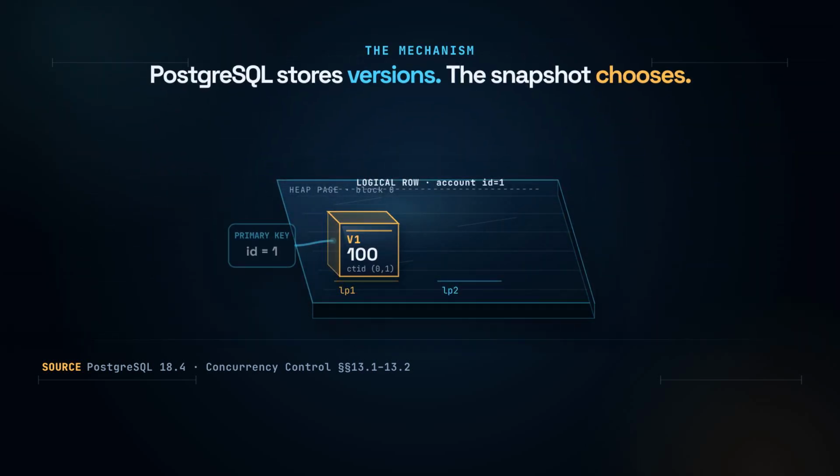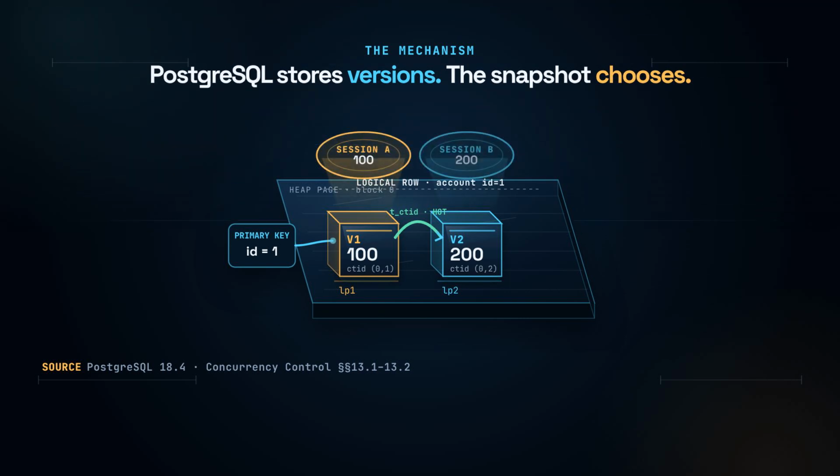Session A is looking through an older repeatable read snapshot, while Session B sees a committed update. PostgreSQL makes that possible by keeping versions of a row, then letting each query see the version allowed by its snapshot. That is multi-version concurrency control, MVCC.